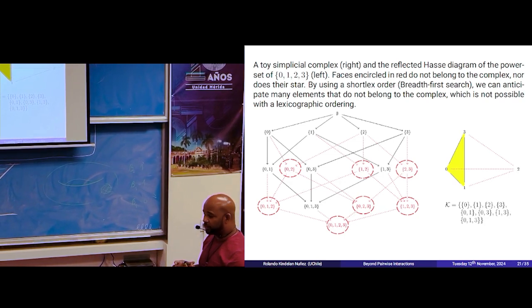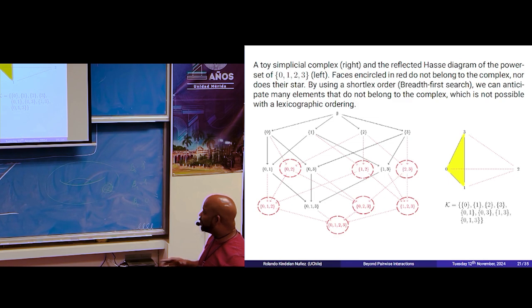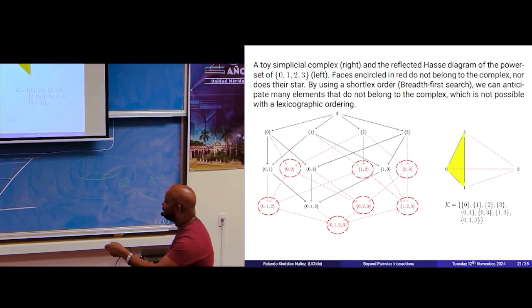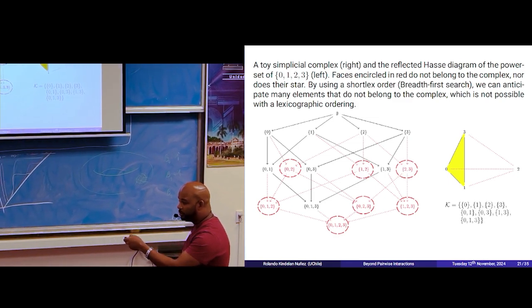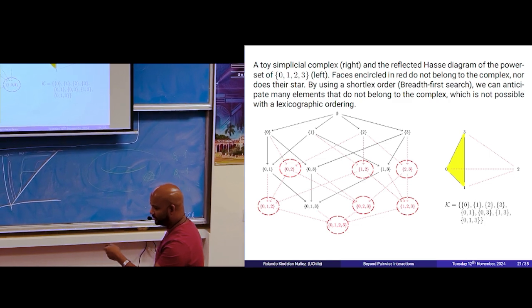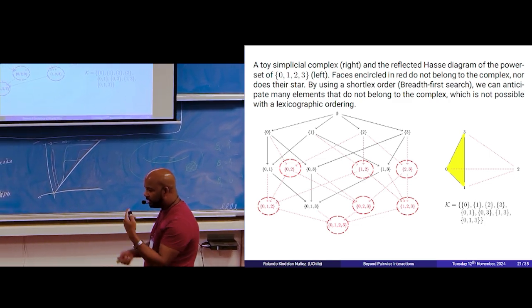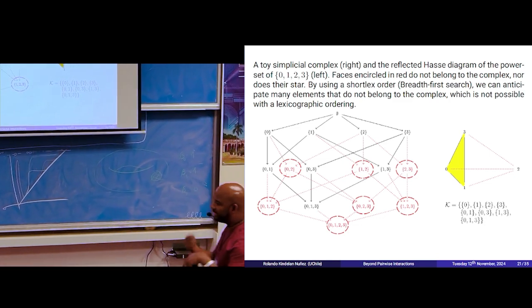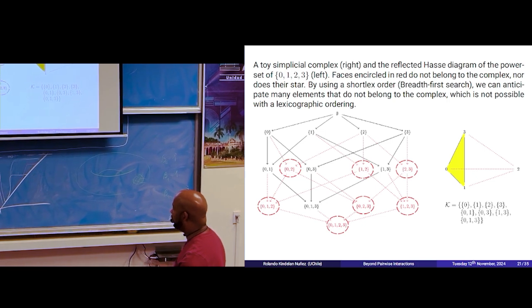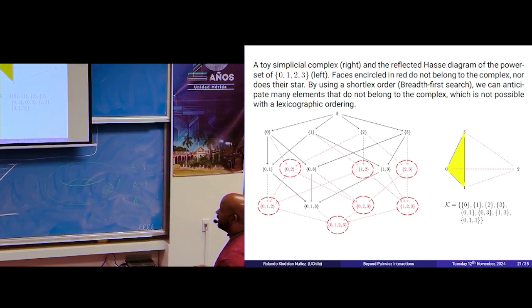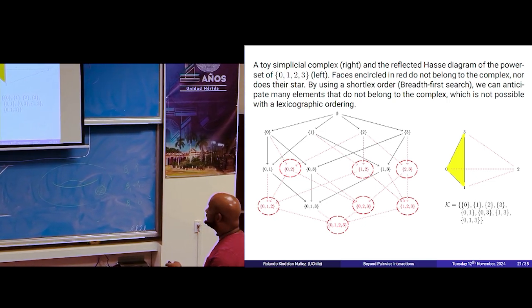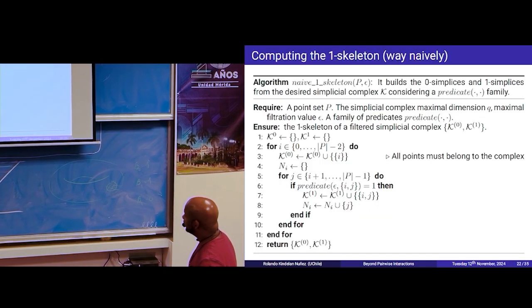Whenever you reject one simplex, you will never create a coface, because what you need to build that coface is not there. So naturally, we create a pruning strategy to accelerate the process of building our non-flat complex. Okay.